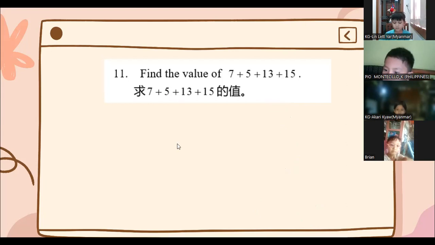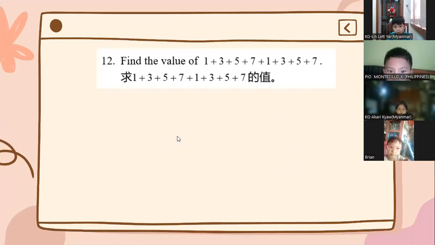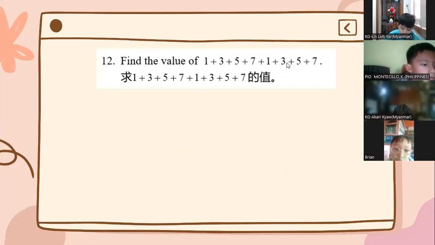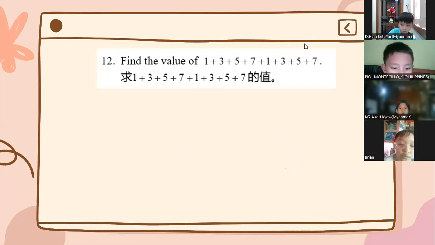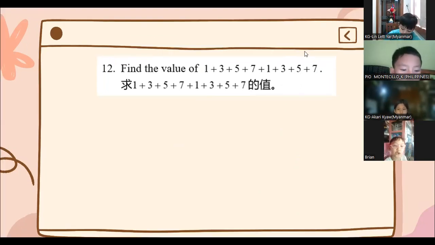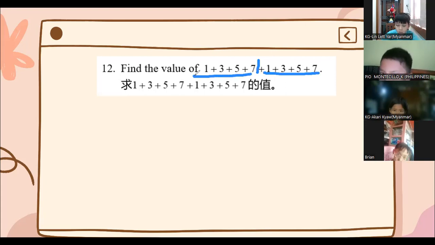Okay. How about question number 12? Find the value of, so it's very helpful, especially if the expression is very long like this. You have 1 plus 3 plus 5 plus 7 plus 1 plus 5 plus 7. What can you observe in the kind of numbers that we have here? It's actually just repeating, right? It's like two groups. The 1 plus 3 plus 5, it's just being repeated here. The same, 1 plus 3 plus 5. It's like a copy. They just copied the first four numbers and put it again.